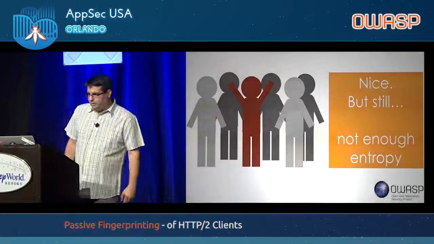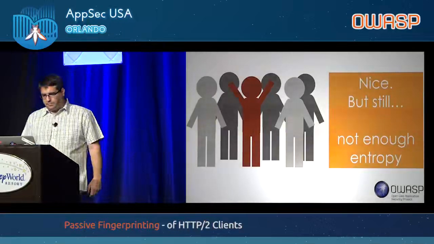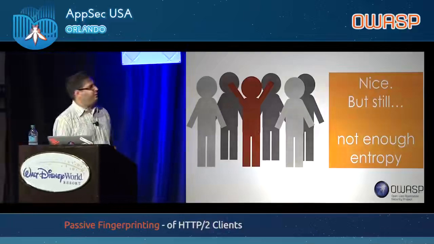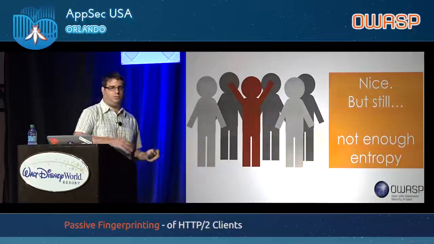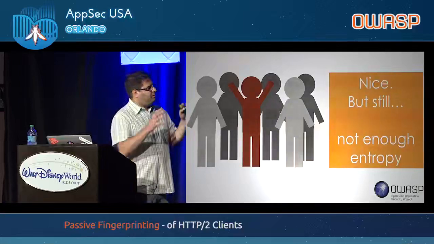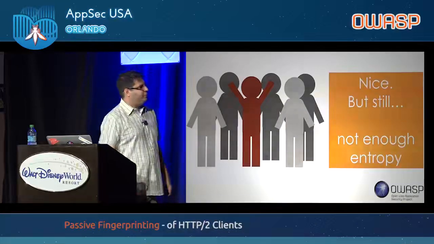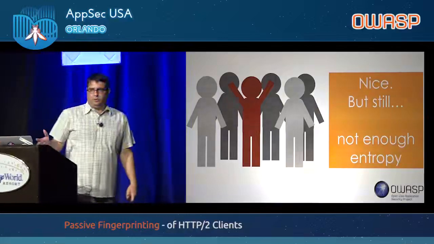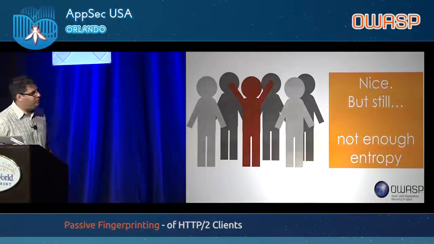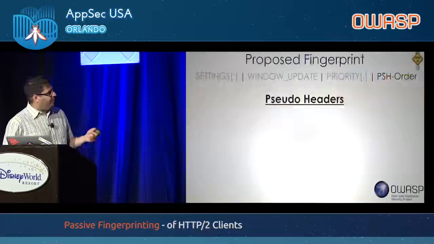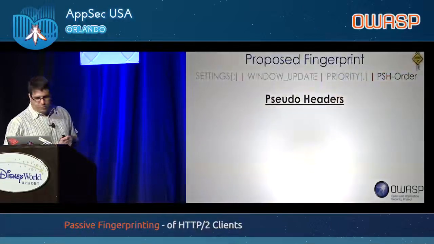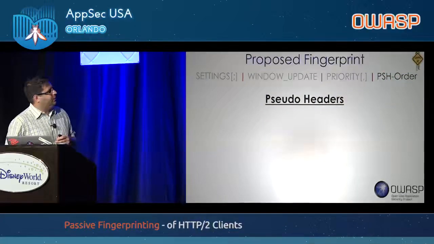Well, that was nice, but still we did not have enough entropy. We could distinguish some versions and some OSs of browsers, but we had a lot of groups where a single fingerprint would include several browsers or several versions. So we tried to add one more component that would allow us to do some more distinguishing between the fingerprints. And that is the pseudo headers.